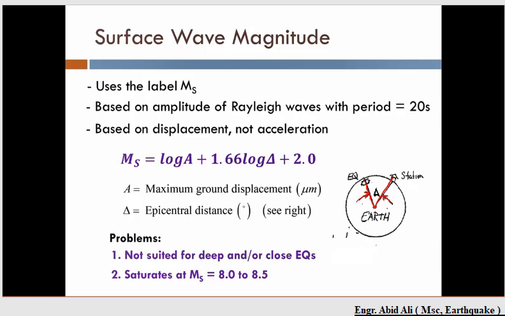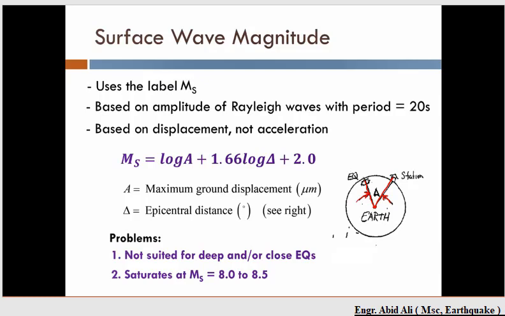Another magnitude scale is called the surface wave magnitude. It's labeled as M sub s, s being for the surface wave. This is based on the amplitude of Rayleigh waves with a specific period of 20 seconds. So the period of the wave is 20 seconds. Now this magnitude scale is based on displacements, not the acceleration of the ground, which is kind of interesting here.